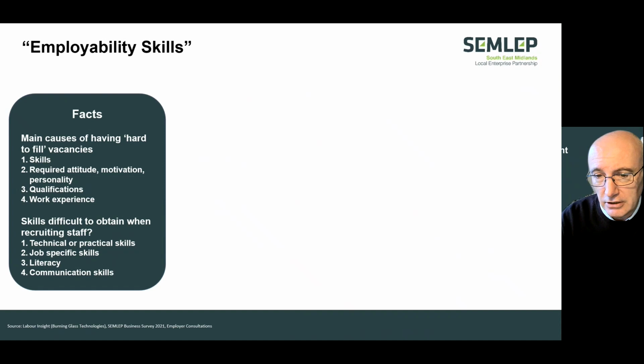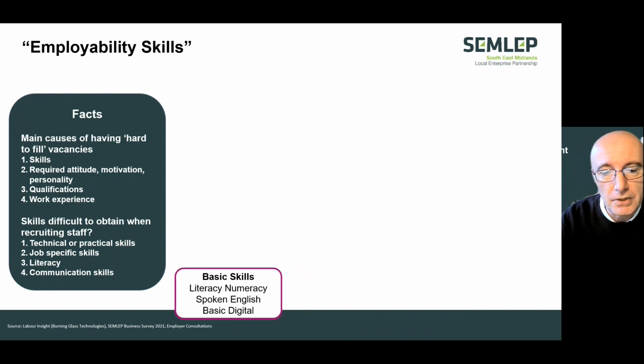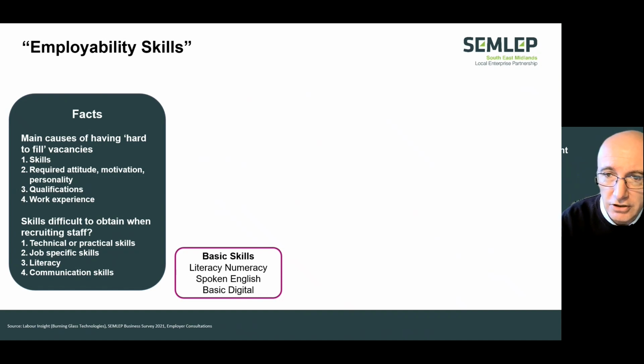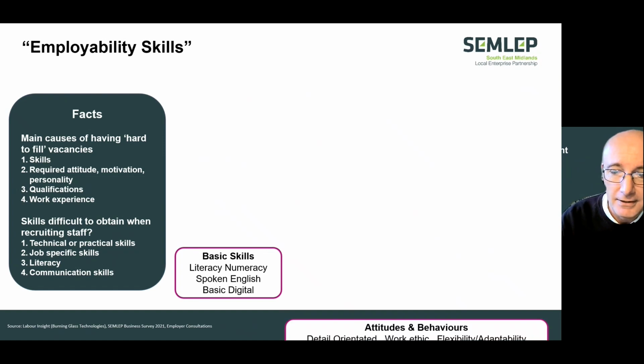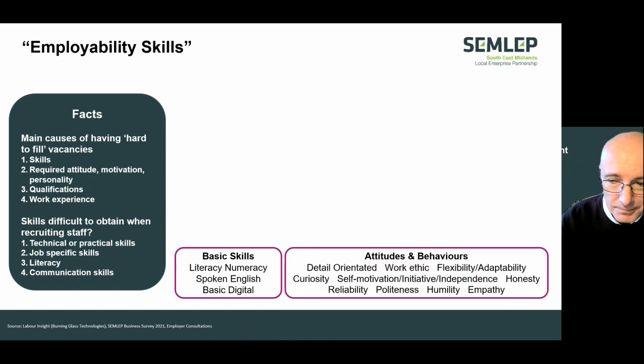So we talk to a lot of businesses. We've split it down into 5 groups, how we define employability skills. So basic skills, this is your literacy, your numeracy, your spoken English, can you turn the computer on, basically. Attitudes and behaviours, so this is being detail orientated, taking a bit of pride, a bit of passion in what you do, having a work ethic, so knowing that you are working and you're there to work.